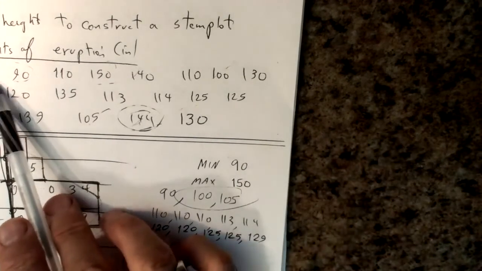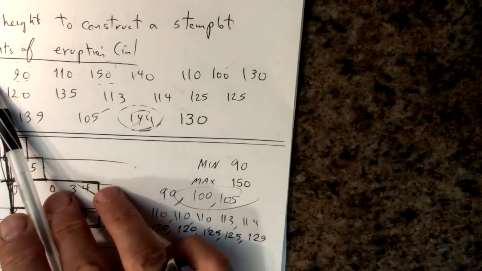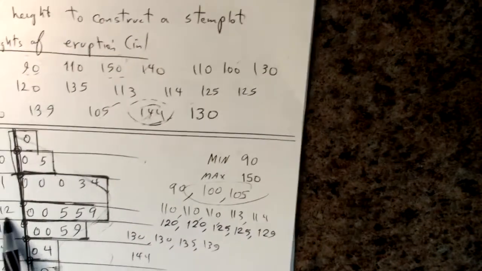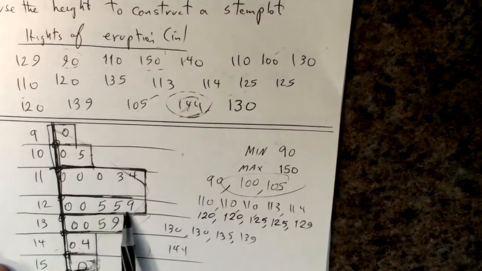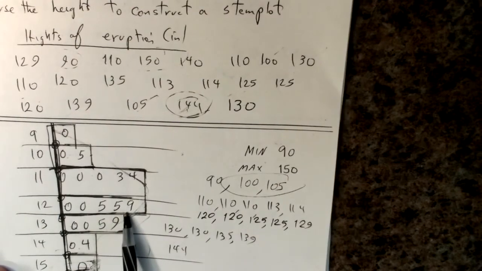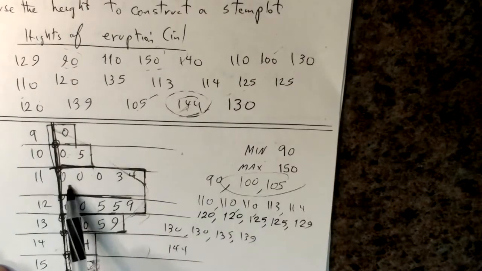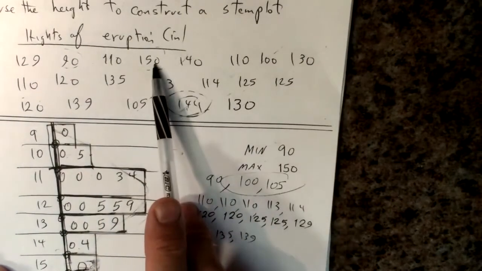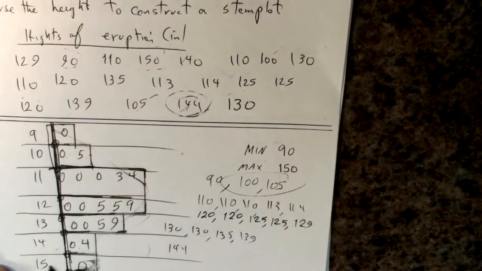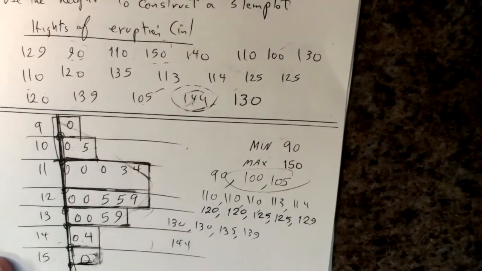And then you start from here: 129, 110, 150, and so on.